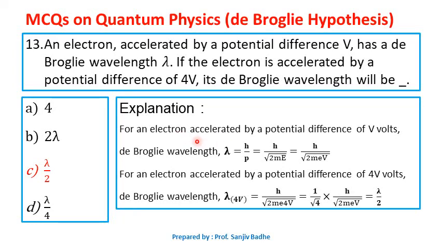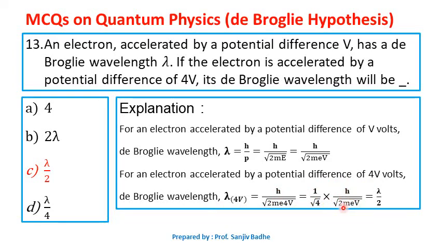We know that the wavelength of the wave associated with an electron accelerated by a potential difference of V is given by lambda is equal to h upon square root of 2 meV. Now if we accelerate the same electron by a potential difference of 4V, then the de Broglie wavelength will be h upon square root of 2 m e into 4V, which can be written as 1 upon square root of 4 into h upon square root of 2 meV.